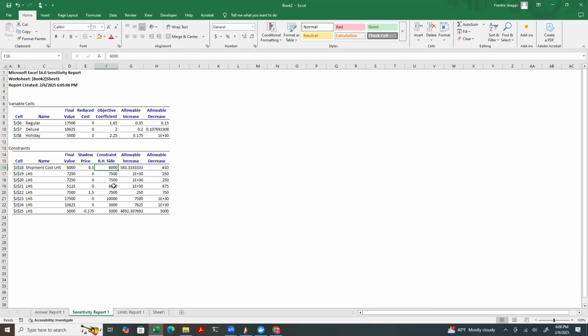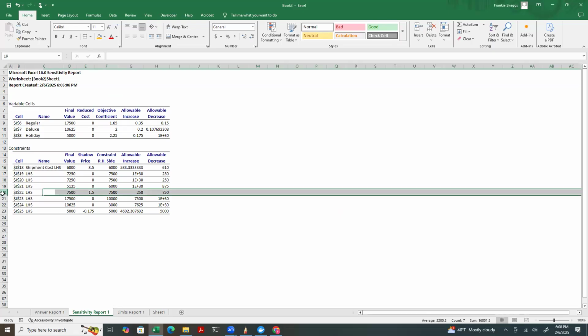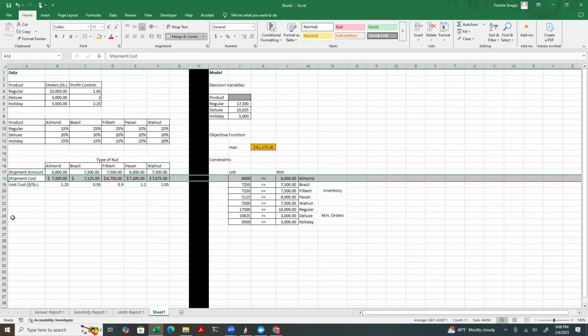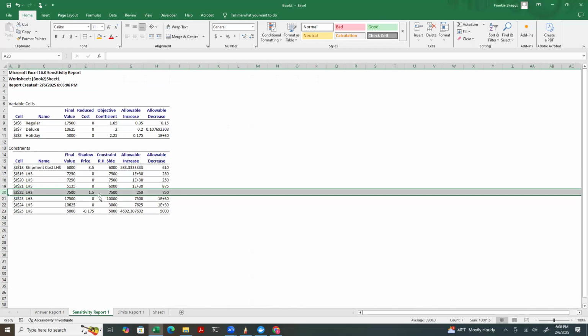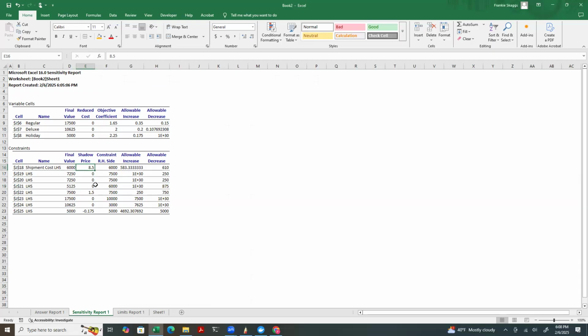For every 1 more pound of almonds that I'm able to acquire, my objective function value is going to increase by $8.5. And that's a good thing. So I'd be definitely pursuing some almond nuts. The other one that also is showing a non-zero shadow price or dual value is the one represented by row 22. And if I go to row 22, walnuts, they have a dual value of 1.5. Not nearly as good as almonds, but still beneficial all the same.